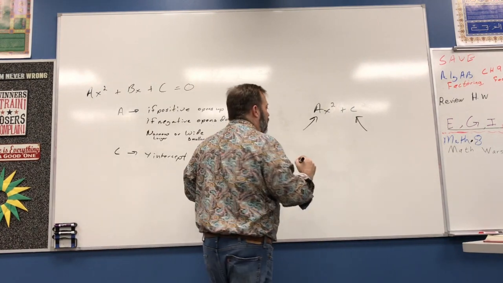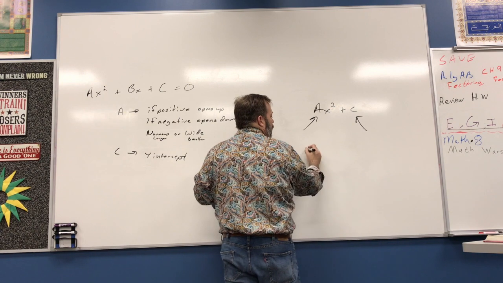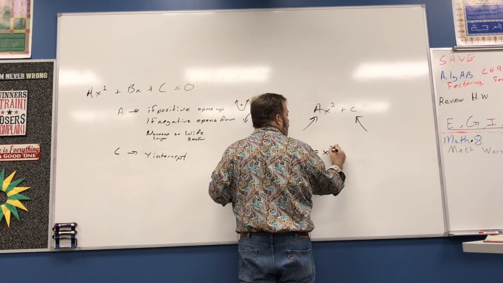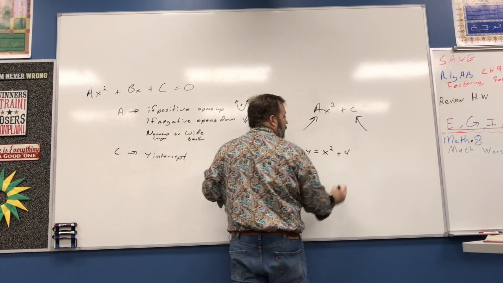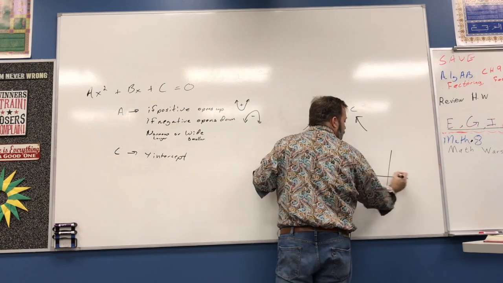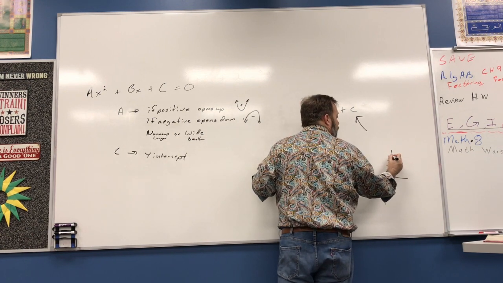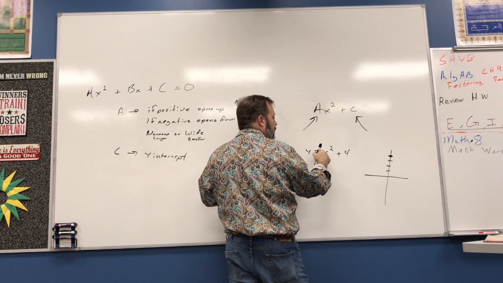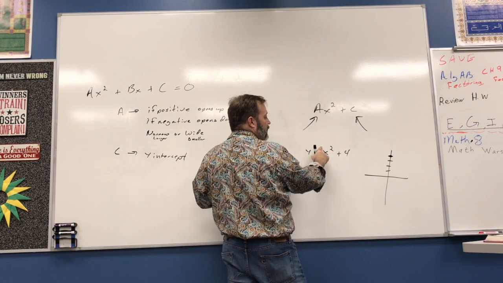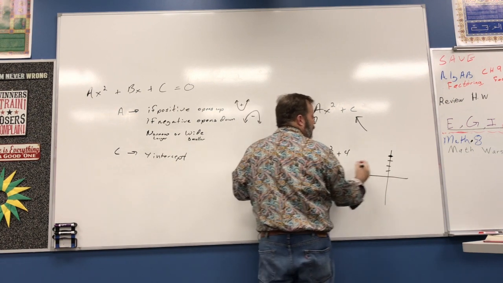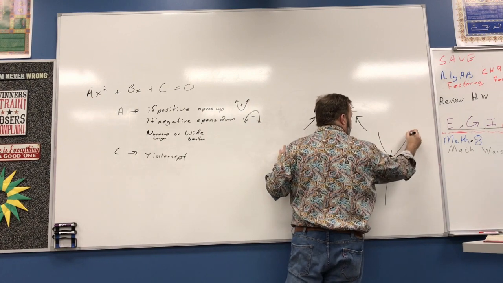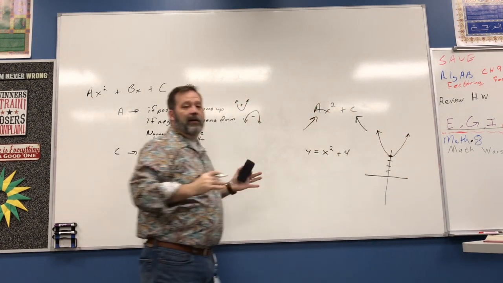But for the most part, an example would be y equals x squared plus 4. So on the graph, 1, 2, 3, 4, it's positive, it's a regular parent function, which means it doesn't have anything in front of it. So I know it works like this. That's all you got to know.